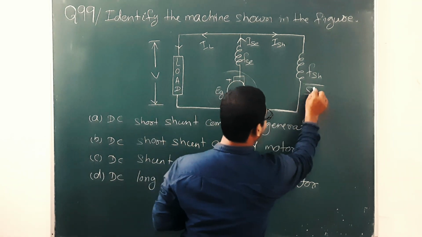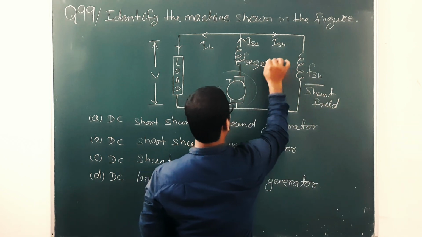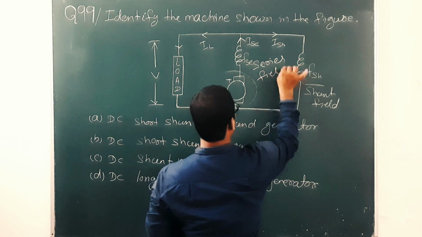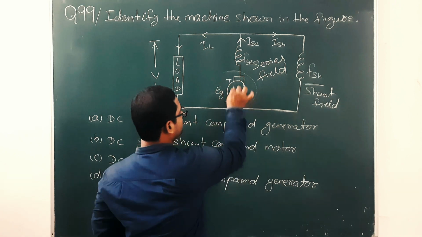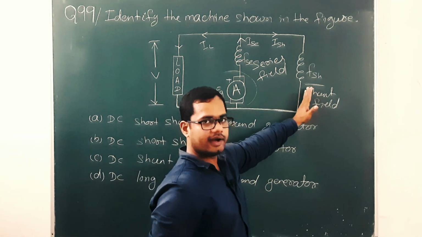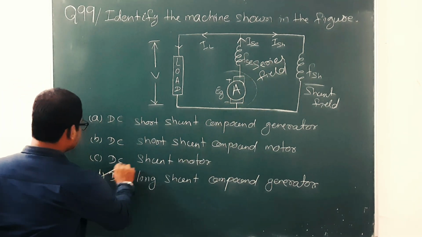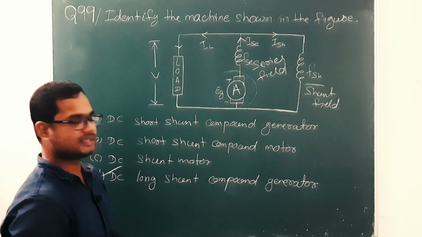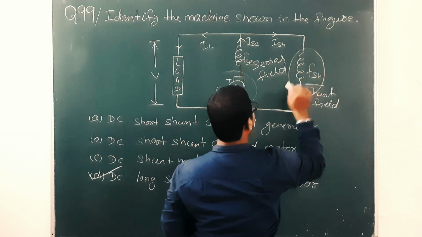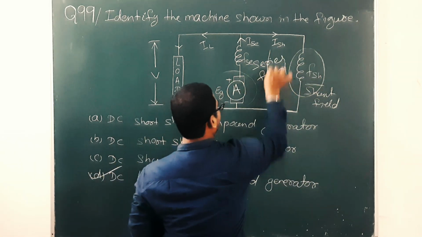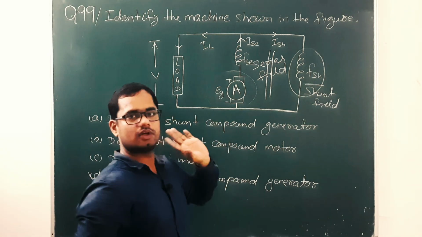These both are field winding. This is shunt field, and this is your series field. So the series field winding is in series with your armature. This is your armature, and the shunt field winding is parallel to both the windings. So this is basically your DC long shunt compound generator. In your DC long shunt compound generator, your shunt field winding is kept parallel to both your series field winding as well as your armature winding.